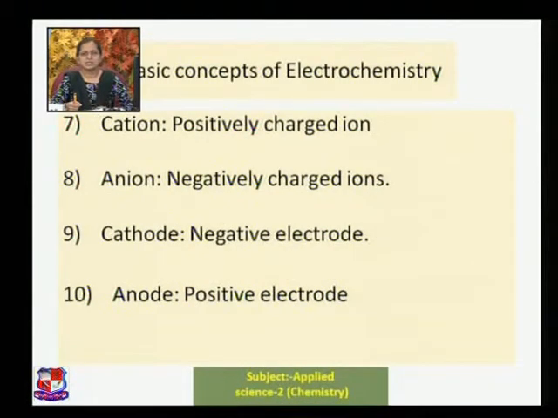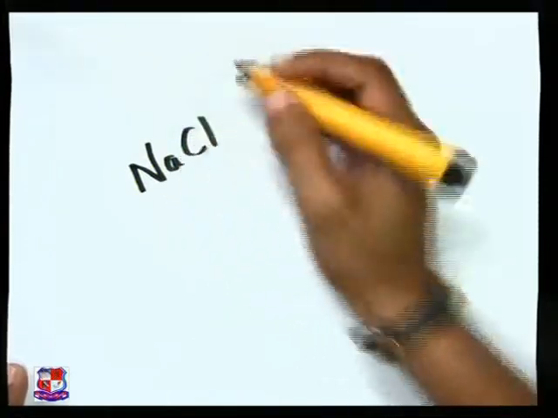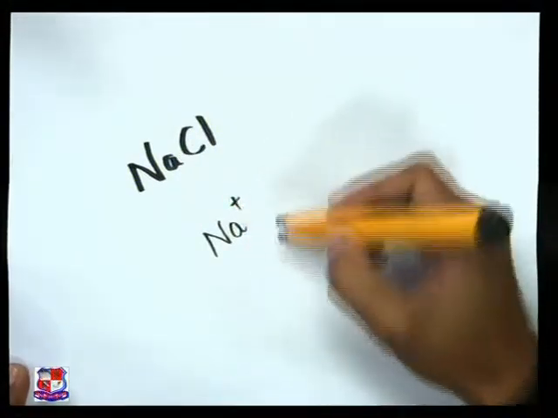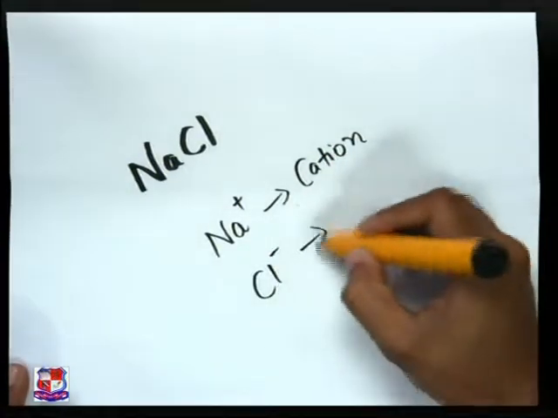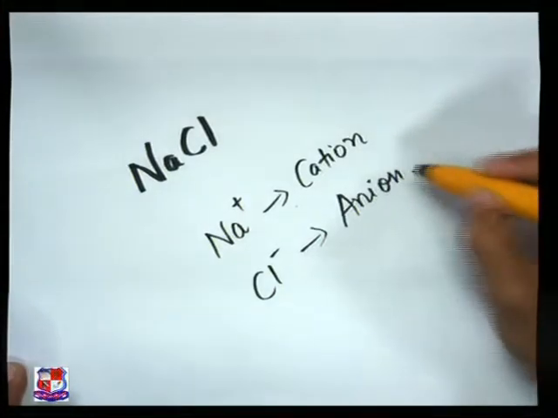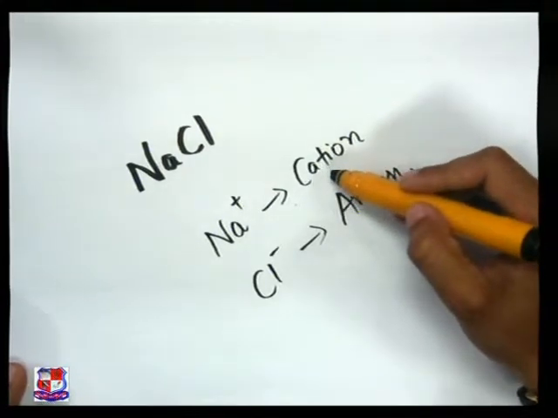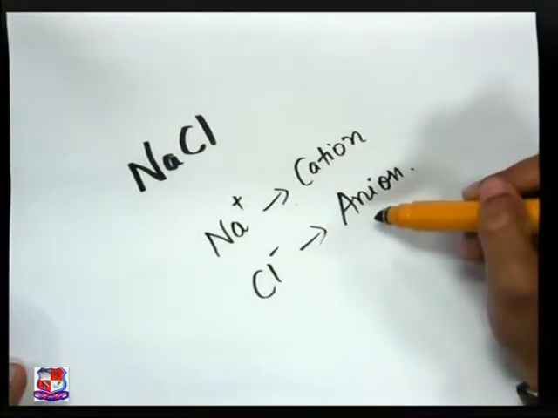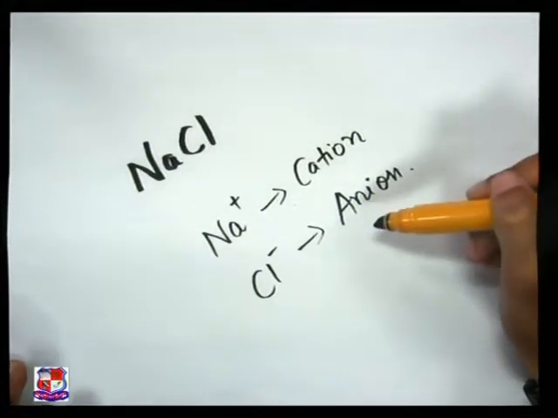You can see another basic concept, that is cation. Cation is what? Positively charged ions. Look here, suppose you have NaCl. It means your Na plus is your cation, because it is a positively charged ion, and Cl minus is your anion. So one has to understand, and always remember, a cation carries a positive charge, so it will always be attracted towards the cathode, and anions carry a negative charge, so they will always be attracted towards the anode. This one has to remember.